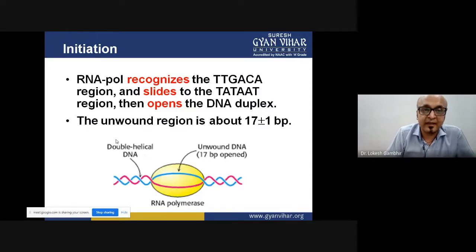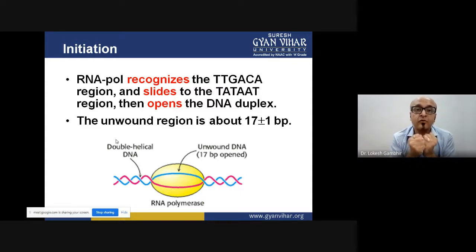Now, what is happening in the initiation process? Once the RNA polymerase has come to the minus 35 position, the TTGACA box, that is called the promoter. Once it has come there, then it will prepare the RNA polymerase. Please get ready.